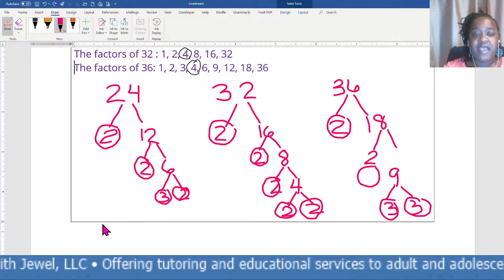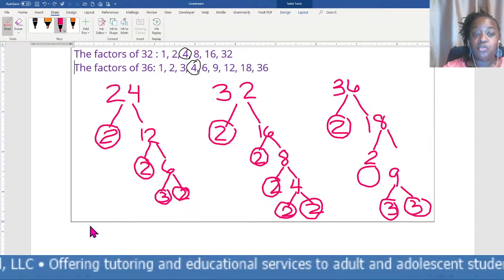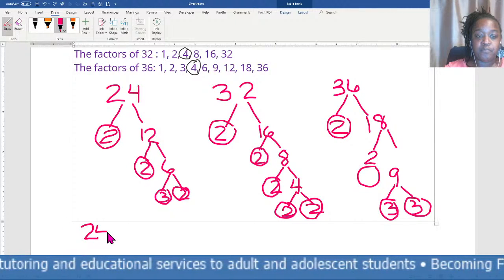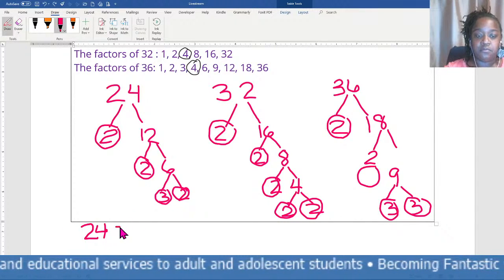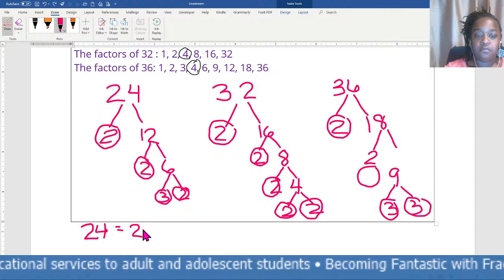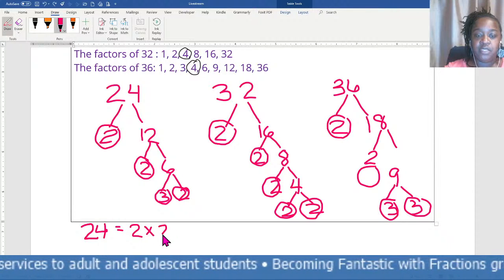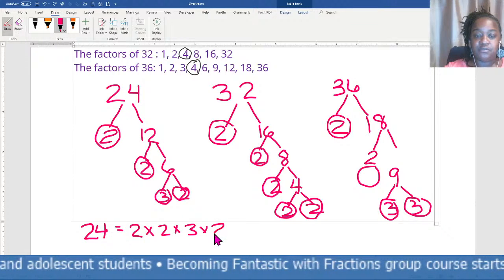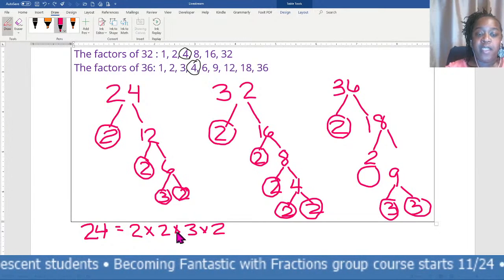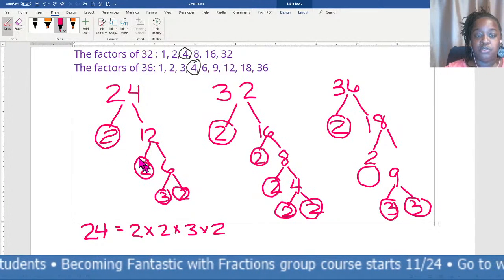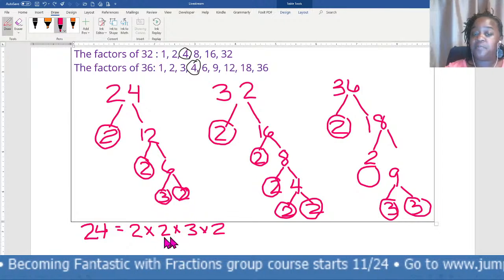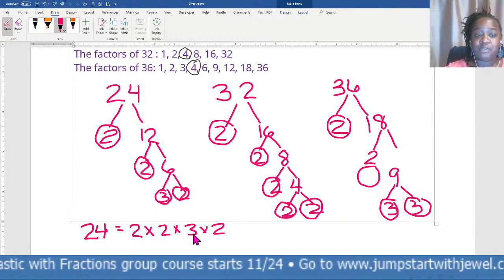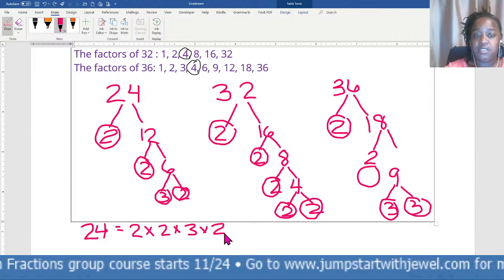So, in order to find out the GCF, what you could do when you're doing a factor tree, write down all the numbers. All the prime numbers. 2 times 2 times 3 times 2. So I'm writing down all the prime numbers that I have for 24. 2, 2, 3, and 2. If you were to multiply these all up, like I said, you would get 24. 2 times 2 is 4. 4 times 3 is 12. 12 times 2 is 24.